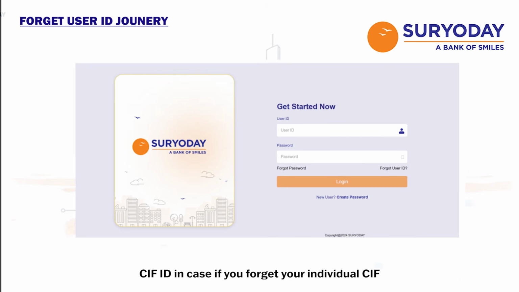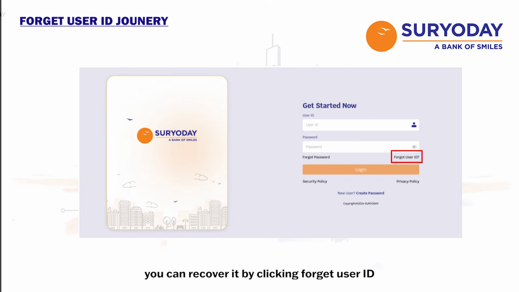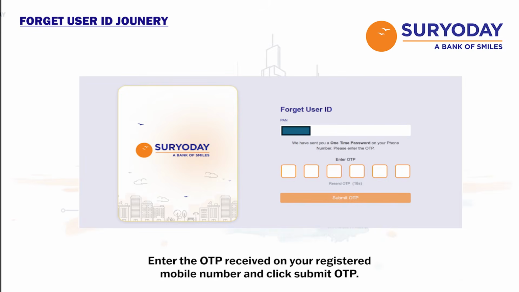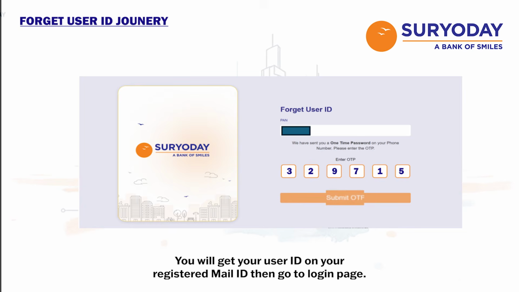In case you forget your individual CIF ID, you can recover it by clicking Forget User ID. It will open the Forget User ID journey. You need to enter your PAN number and registered mobile number and click Submit. Enter the OTP received on your registered mobile number and click Submit OTP. You will get your user ID on your registered mail ID. Then go to the Login page.